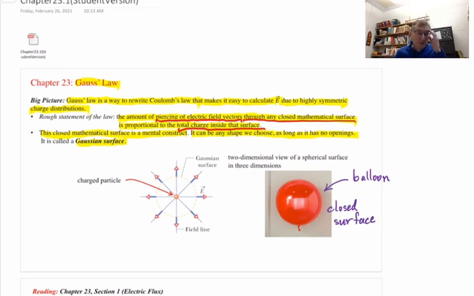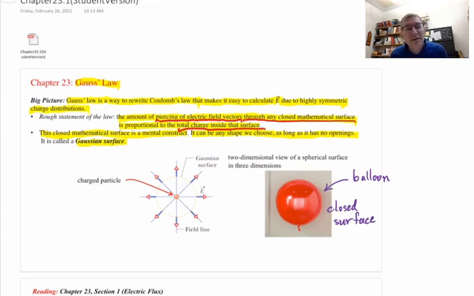And of course, we're going to struggle with ways to represent that Gaussian surface in drawings, because we're drawing on a two-dimensional surface, but a Gaussian surface, being a closed mathematical surface, will have to reside in three-dimensional space. So it's always tricky to try to draw it. In fact, you might as well start to get used to how we're going to have to deal with that.